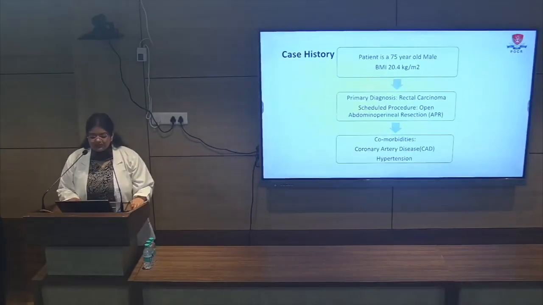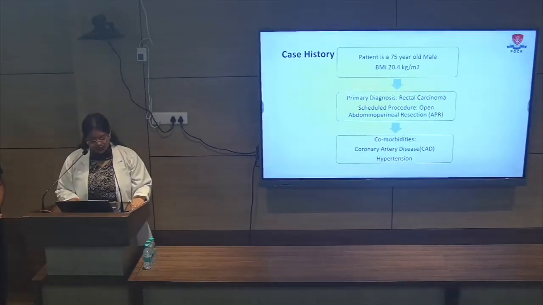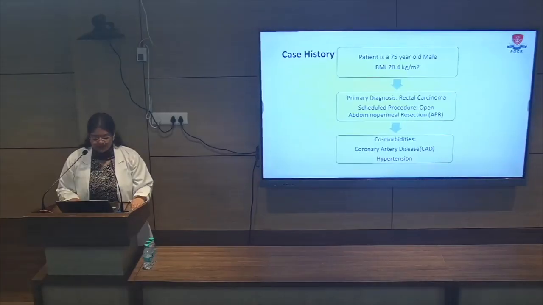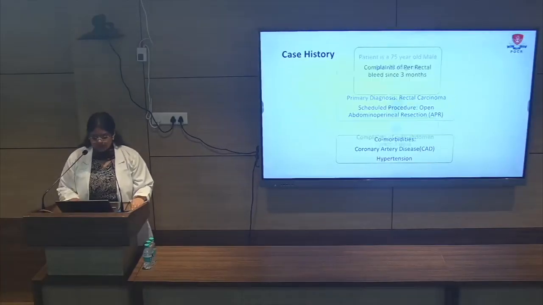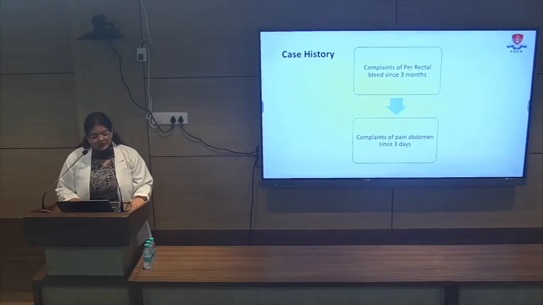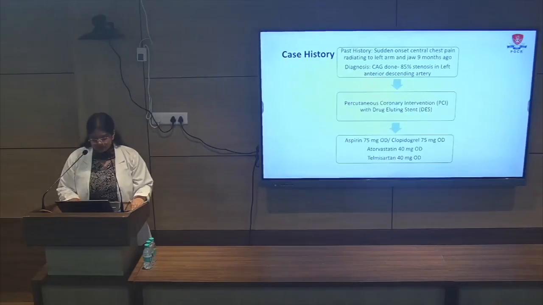A 75-year-old male patient came to the hospital with complaints of rectal bleed and was diagnosed with rectal carcinoma and planned for abdominoperineal resection. He is a known case of coronary artery disease and hypertension. The patient was referred for a pre-anesthetic checkup. The patient complains of per-rectal bleed since 3 months. The patient complains of abdominal pain since 3 days.